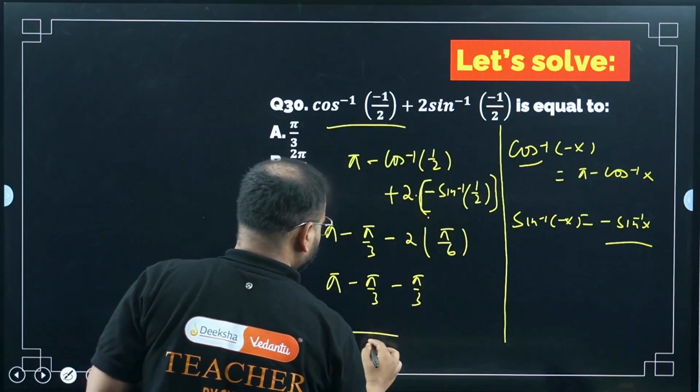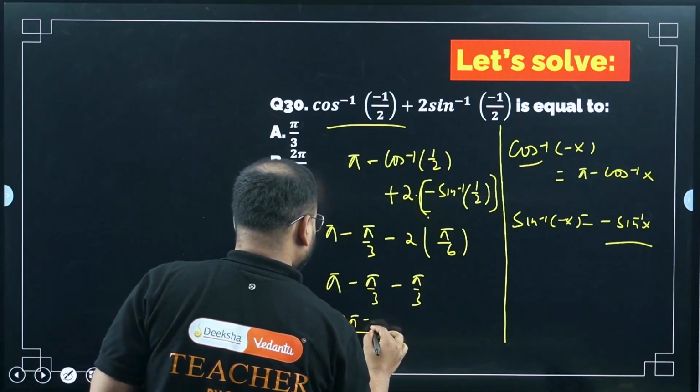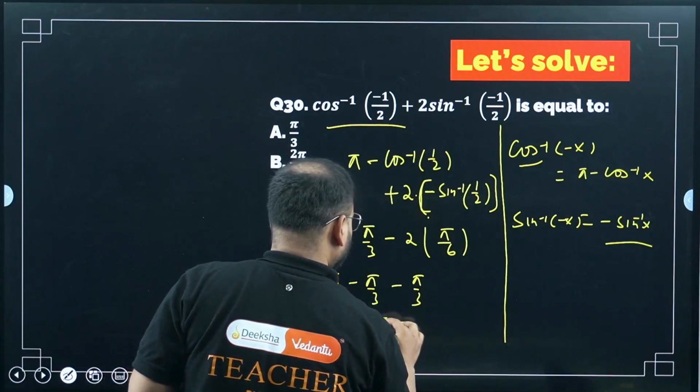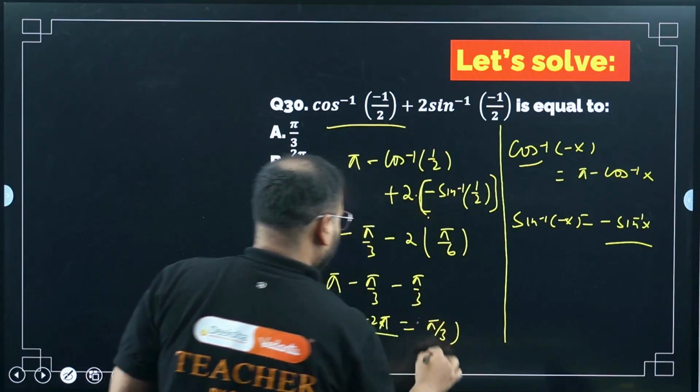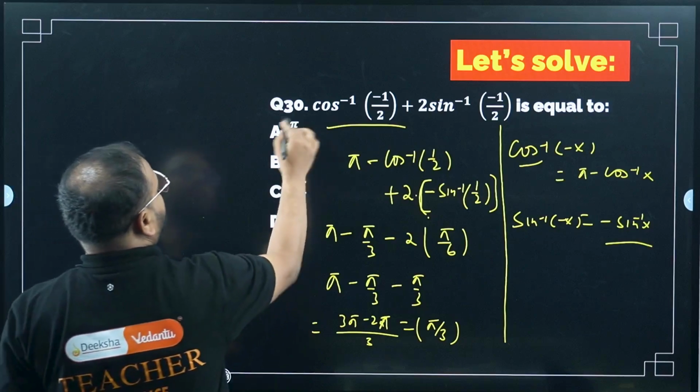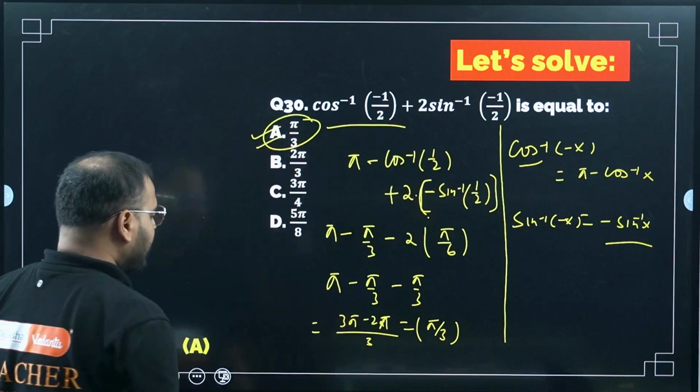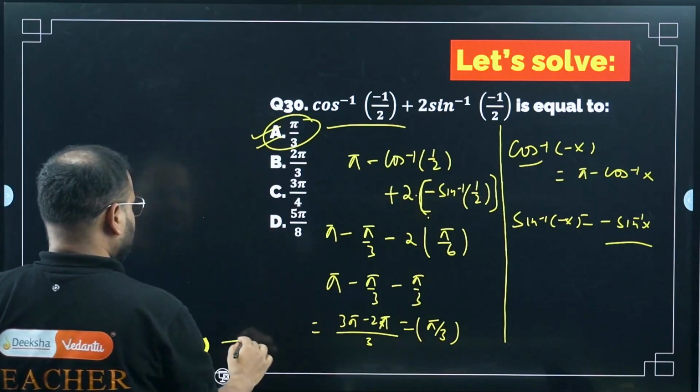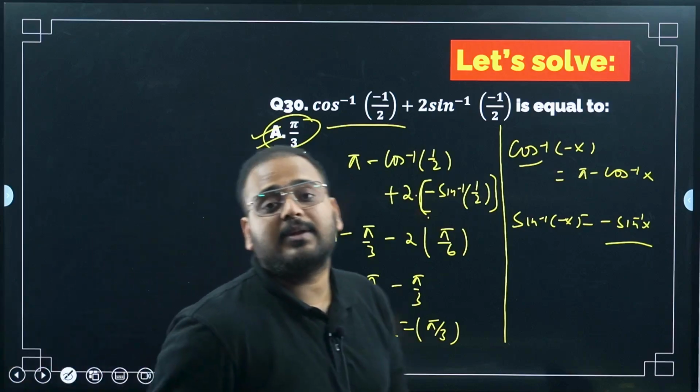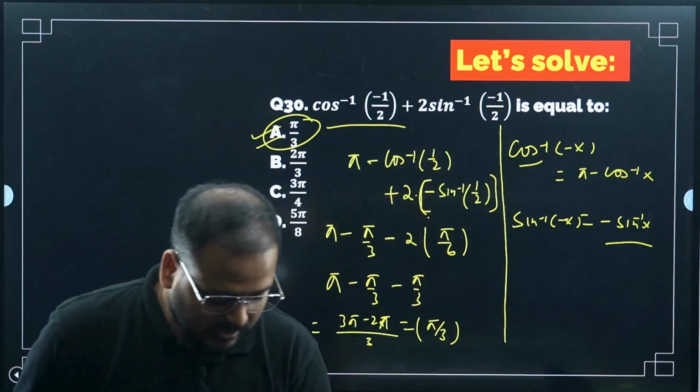The answer is going to be what? 3 pi minus 2 pi, so the answer is pi by 3. Option A. Pi by 3 is my correct answer. Please check here. Okay, so this completes our first mock solution.